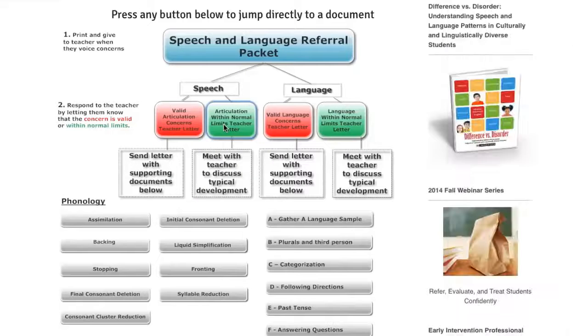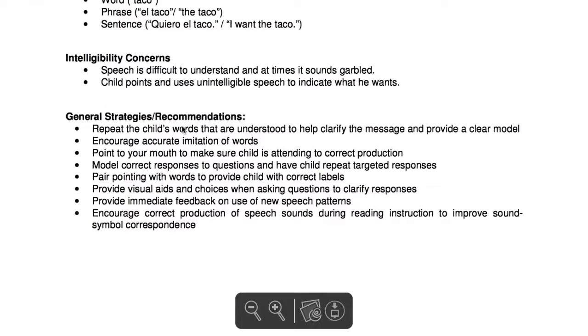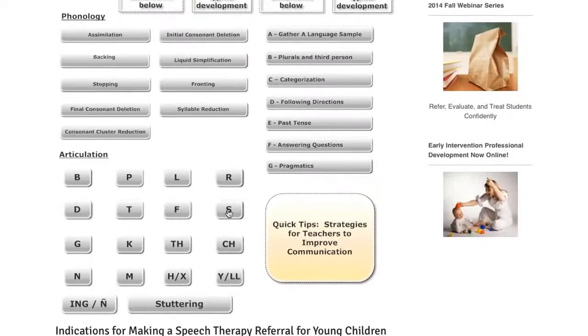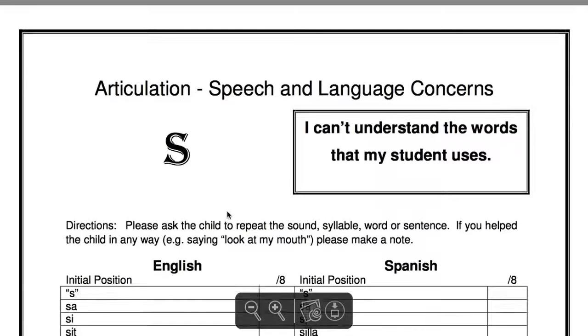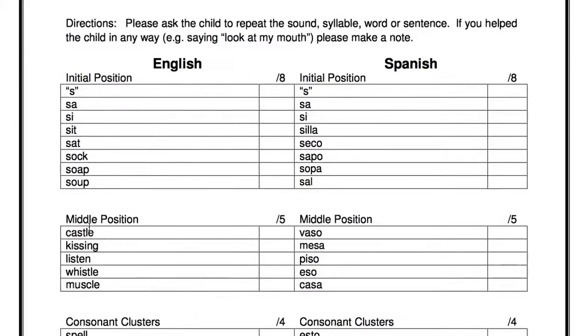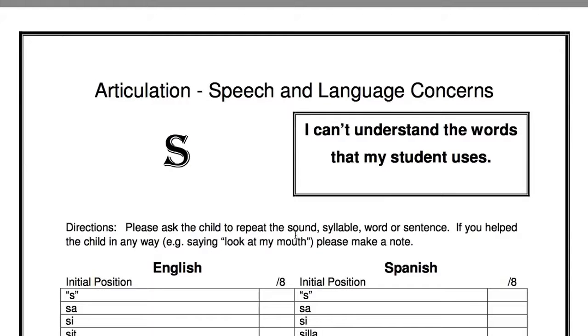Otherwise, if we click on the red button, we have another letter for a teacher that says, I see your concern, you know what, let's take a further look at this. And then we add this to the form below. So let's say, for instance, the teacher said that they had difficulty with S. I'm going to click on the S sheet down here, and what opens up is another page that we put with the letter, and the teacher just asks the child to say the word so that we can get a better idea if it's in isolation, if it's at the syllable level, if it's medial, if it's at the cluster level, so we have a better idea of where the error is occurring.